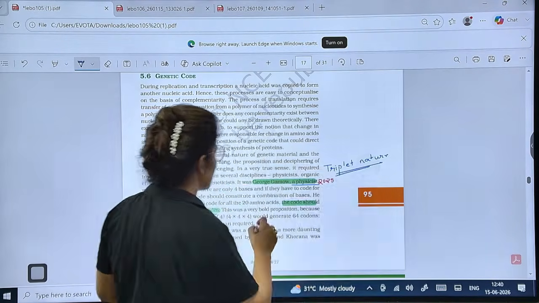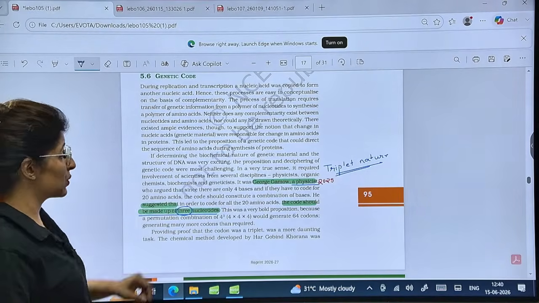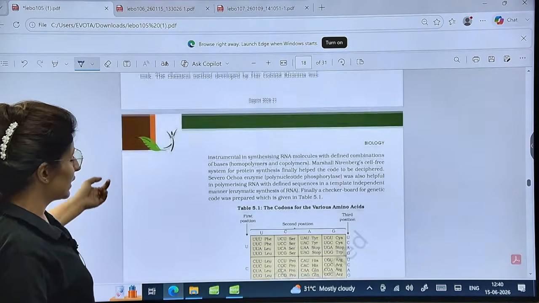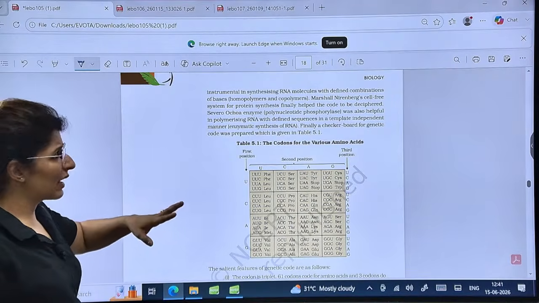This was by George Gamow, and this question was asked in 2025. Is that clear? Then this is your genetic code, which you don't really have to learn directly.